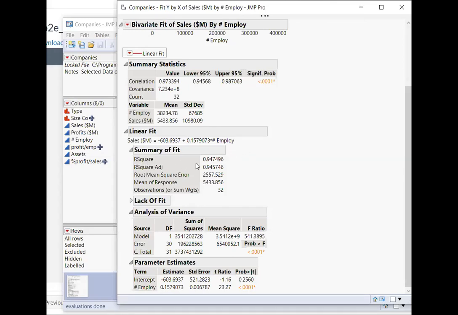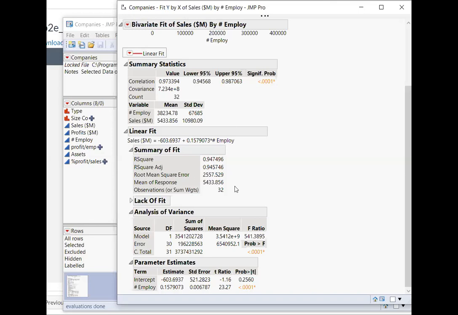R square is important here. R square represents a percentage. You multiply that number by 100, and that becomes 94.7% of variation in the response variable sales is explained by variation coming from the number of employees IV.